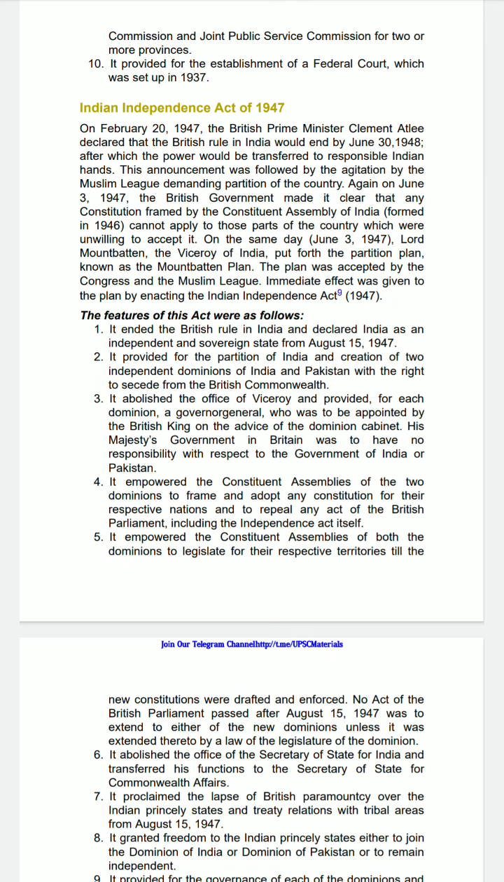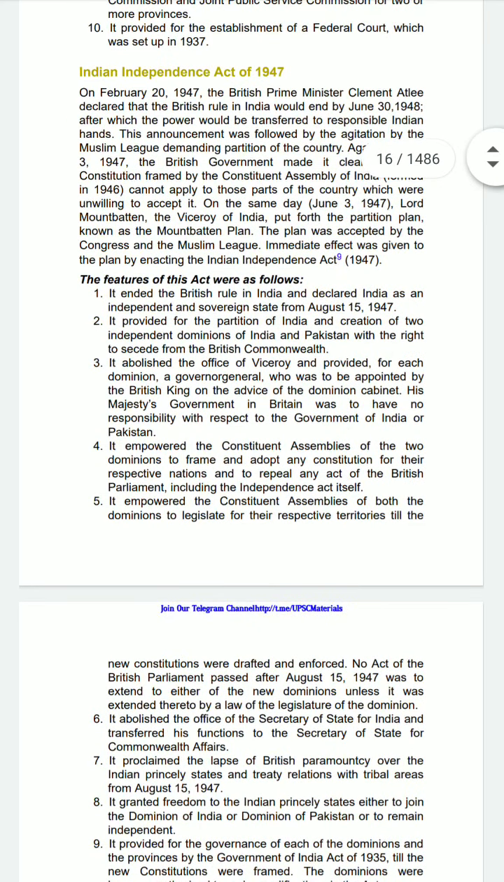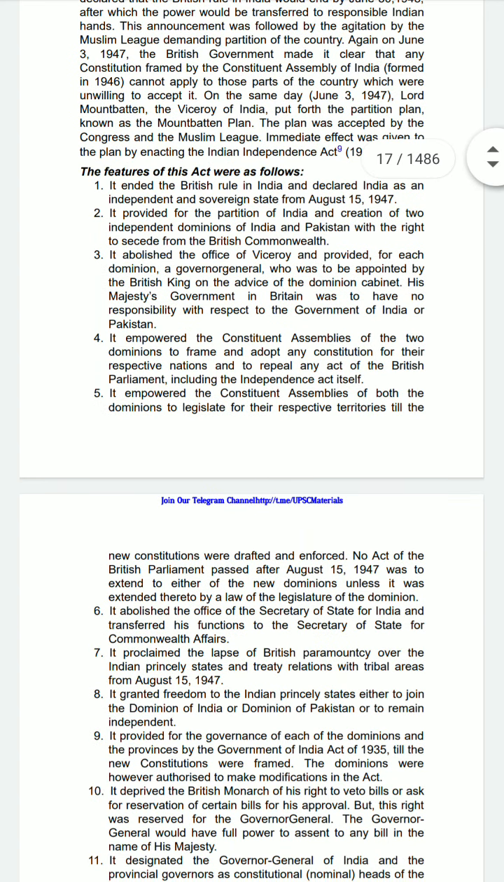On the same day, June 3, 1947, Lord Mountbatten, the Viceroy of India, put forth the partition plan known as the Mountbatten Plan. The plan was accepted by the Congress and the Muslim League. Immediately, effect was given to the plan by enacting the Indian Independence Act 1947. The features of this act were as follows.